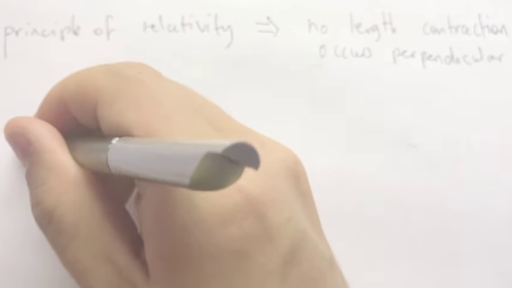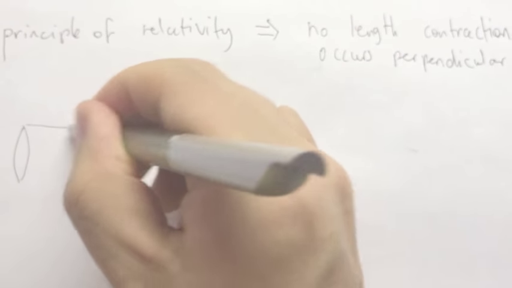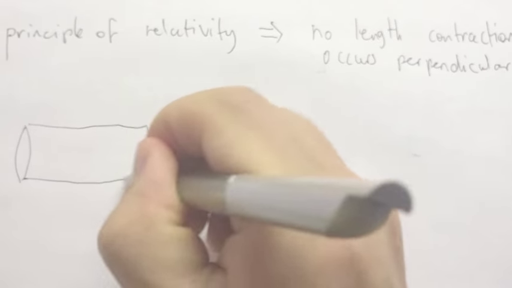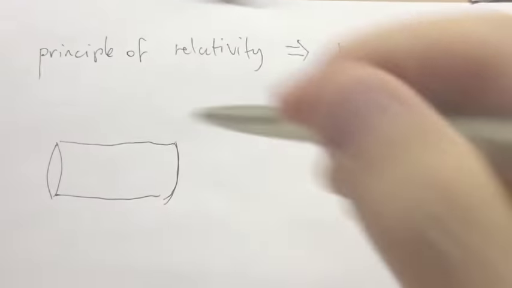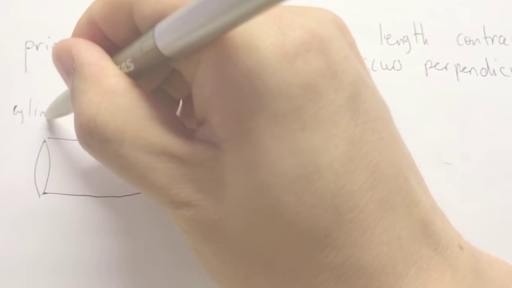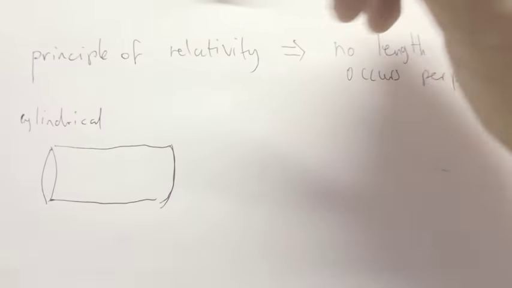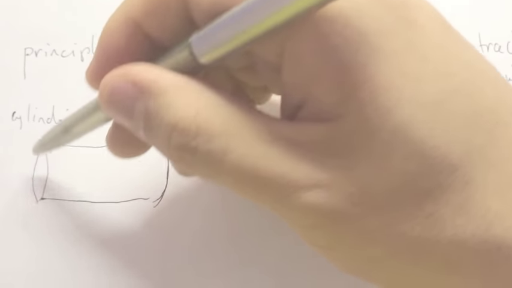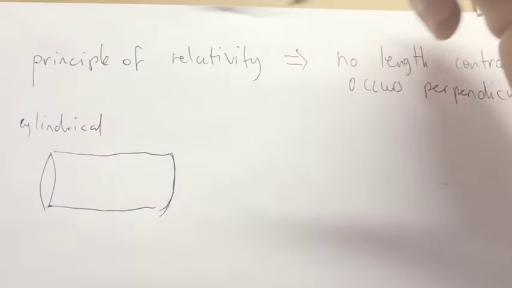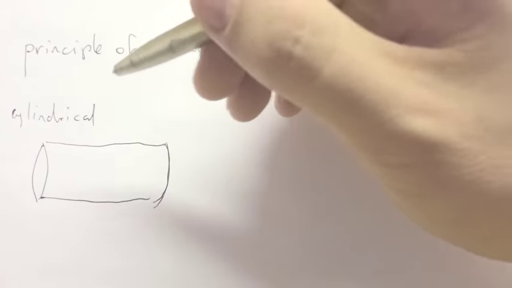So let's suppose we have an object or a spaceship, and it's cylindrical. Notice how there are actually lots of directions perpendicular to the direction of the motion, because it's three-dimensional.